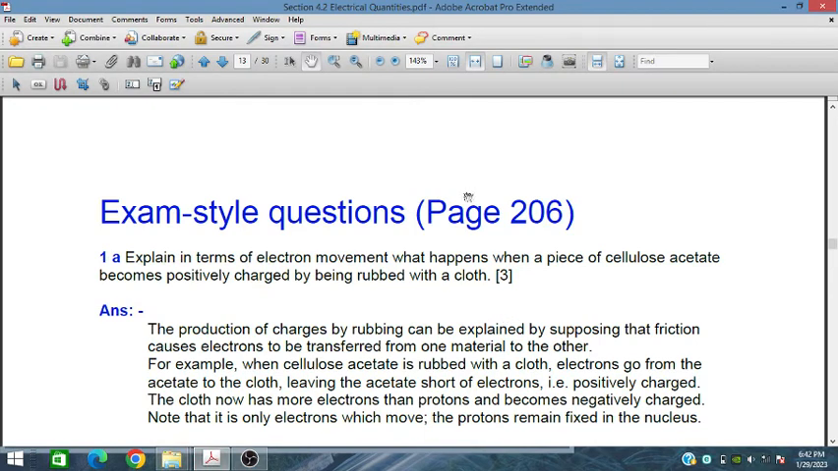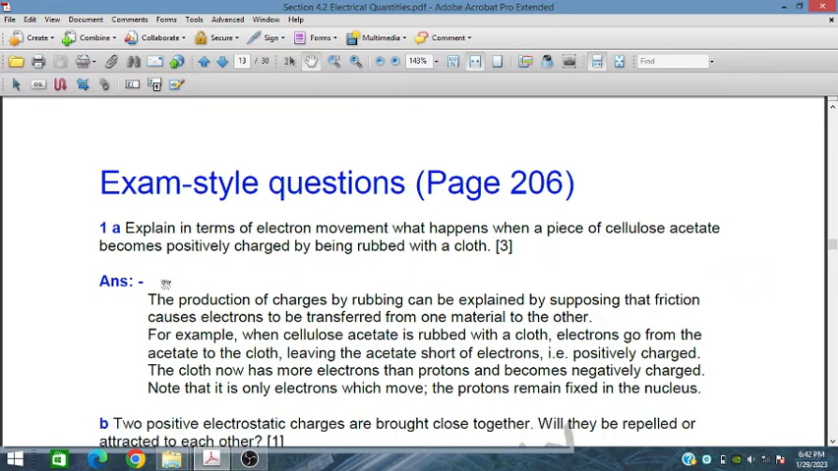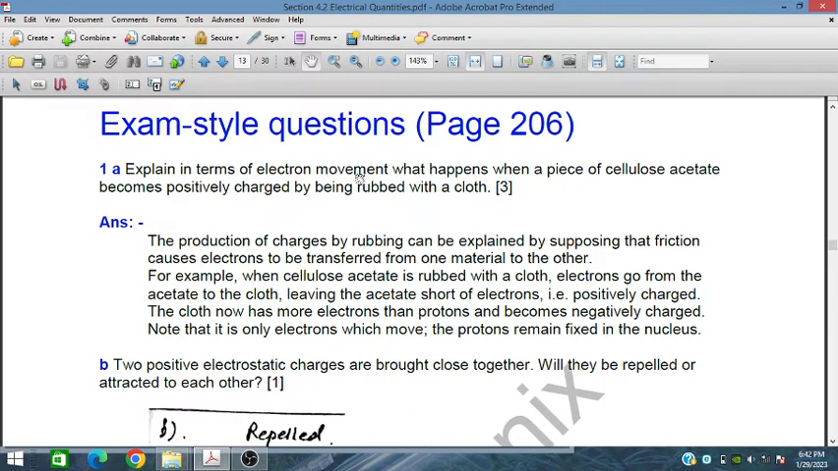Bismillah Rahman Rahim. In this session, we will discuss exam style questions on the electrical quantities topic from O-level physics or IGCSE physics. Explain in terms of electron movements what happens when a piece of cellulose acetate becomes positively charged by being rubbed with a cloth.